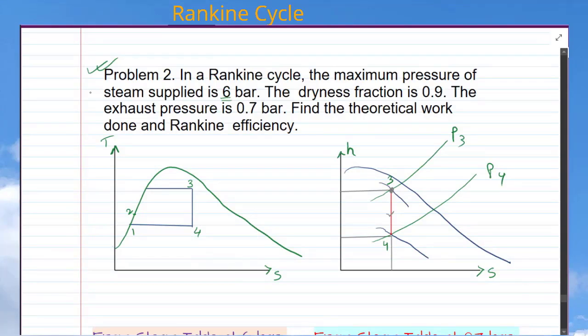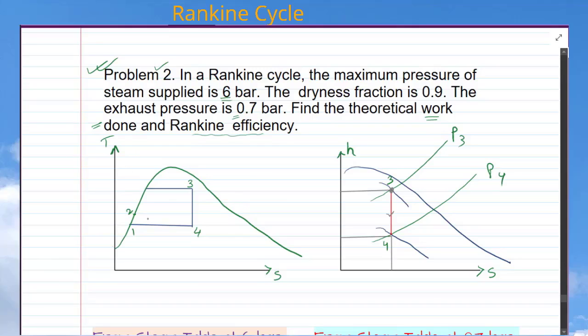Today we will try to solve two problems. Problem number 2: in a Rankine cycle, the maximum pressure of the steam supplied is 6 bar, the dryness fraction is 0.9, and the exhaust pressure is 0.7 bar. We have to find out the work done and the Rankine efficiency.